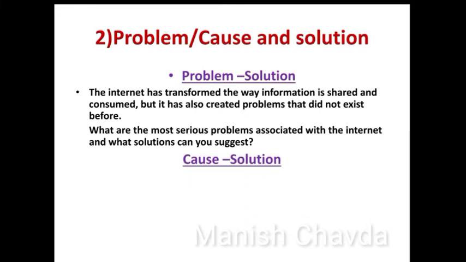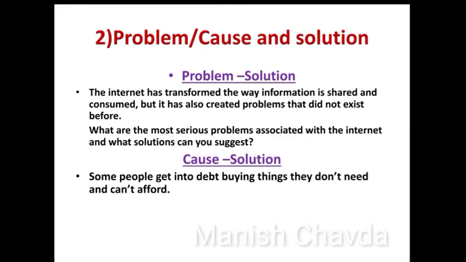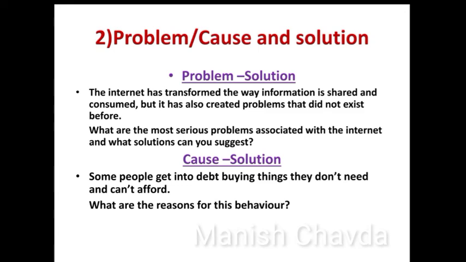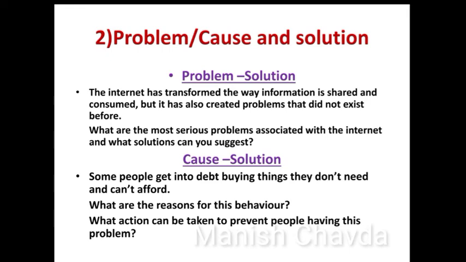Now talk about the cause solution. Some people get into debt buying things they don't need and can't afford. What are the reasons for this behavior? Why are people buying more things? Why do people get into debt? What are the reasons for this behavior and what action can be taken to prevent people having these problems? So this is basically about cause and solution.